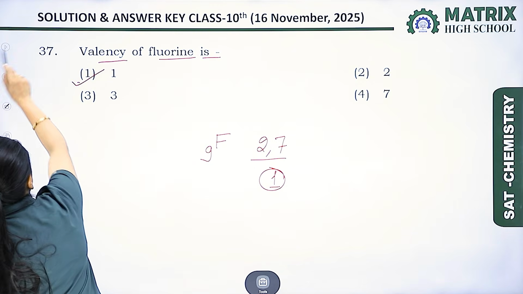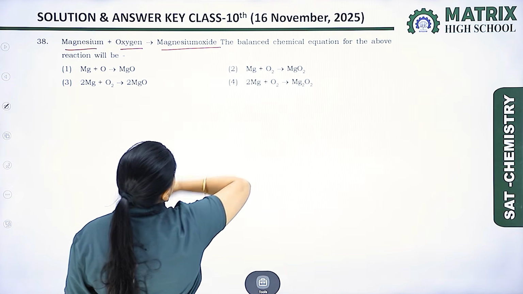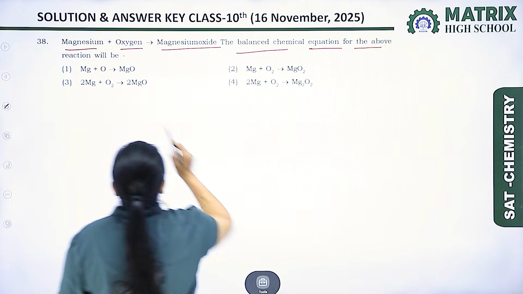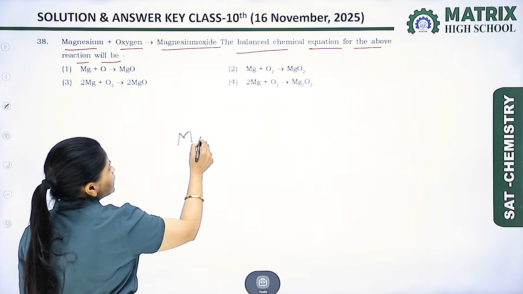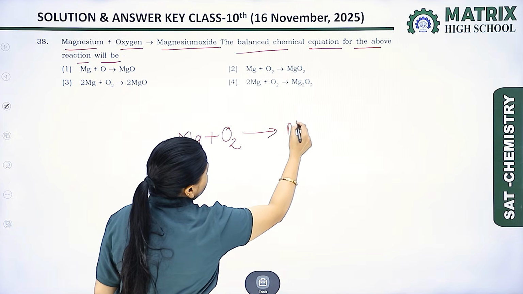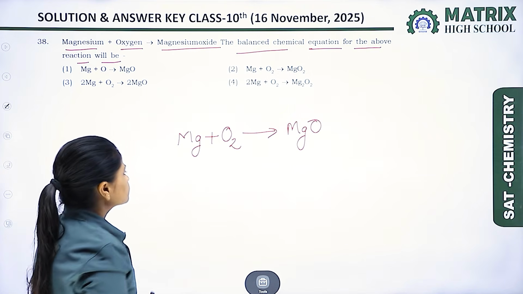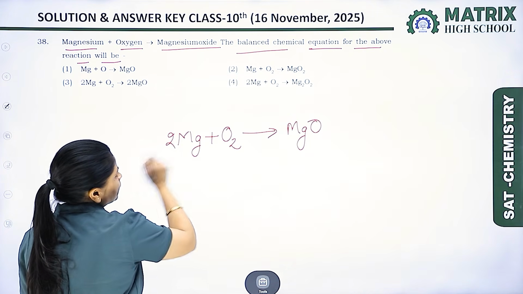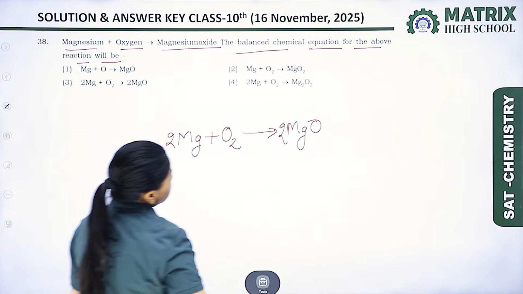Now, the next question is, magnesium plus oxygen gives magnesium oxide. The balanced chemical equation for the above reaction will be? As we know that when magnesium ribbon is burnt in oxygen, then the white powdered substance magnesium oxide is formed. After balancing the equation, we get 2Mg + O2 → 2MgO.